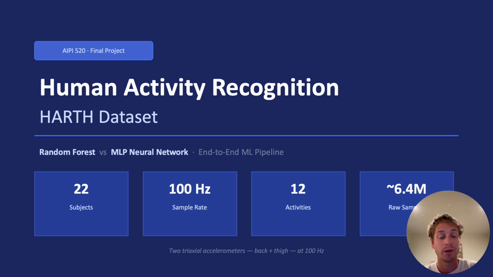So in this data set, we have 22 subjects wearing sensors at both the back and the thigh. These are accelerometer sensors, at a 100 hertz sample rate. There's 12 total activities such as walking, sitting, cycling, etc. And there are 6.4 million raw samples.